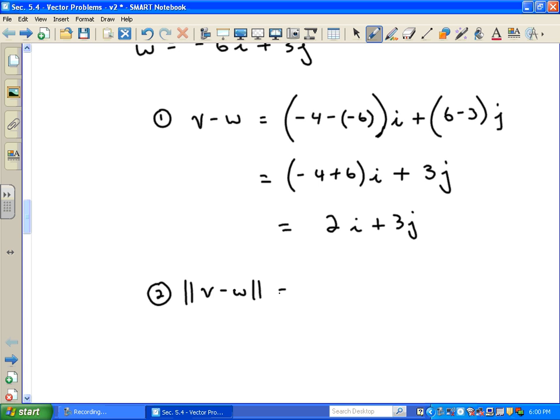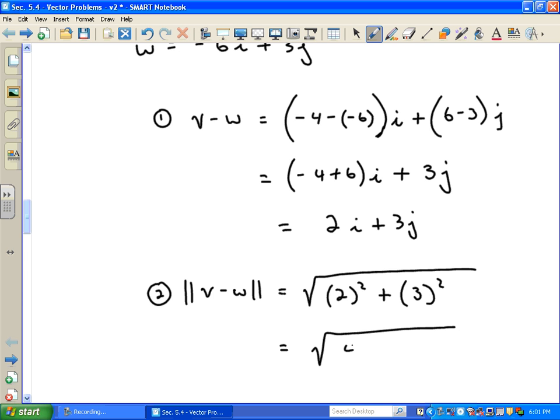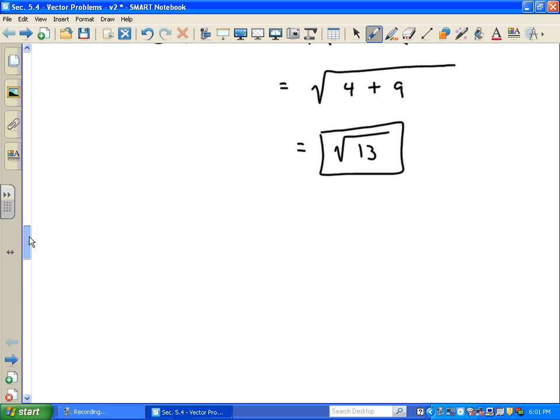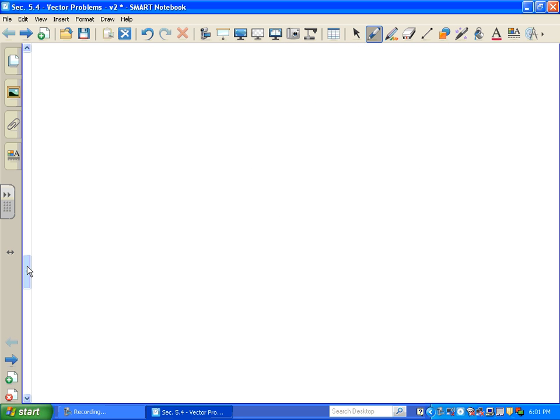To find the magnitude of the difference vector, you take the horizontal component, which is 2, and square that, and then add the vertical component, which is 3, and square that. So 2 squared is 4, plus 3 squared is 9, and we'll end up here with the square root of 13. Okay, and this concludes that lesson on problems involving vectors.